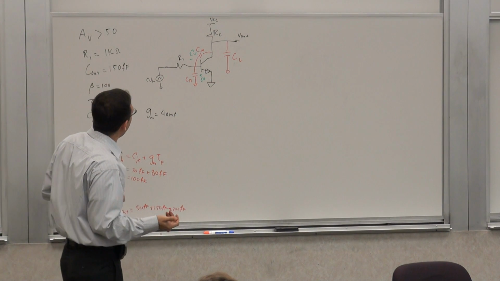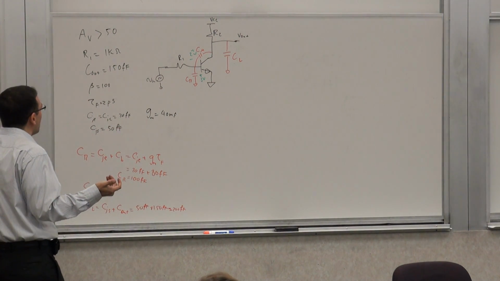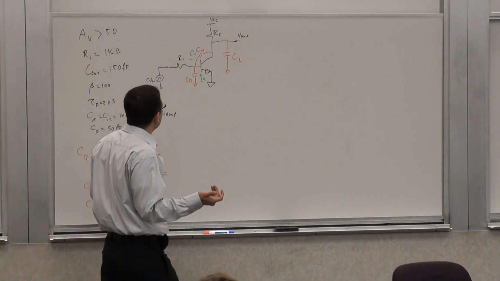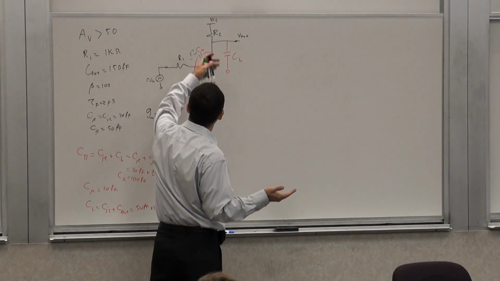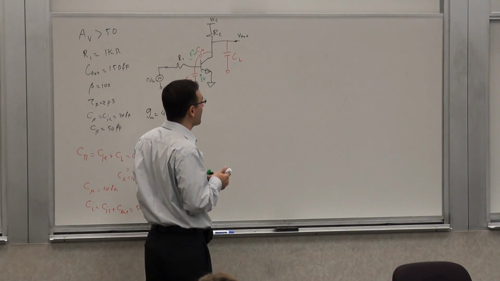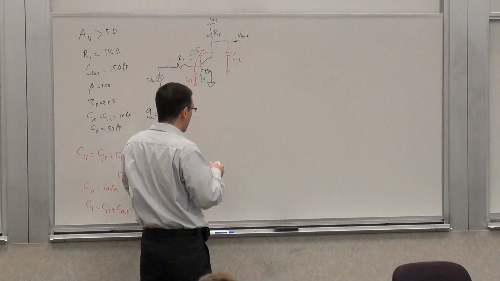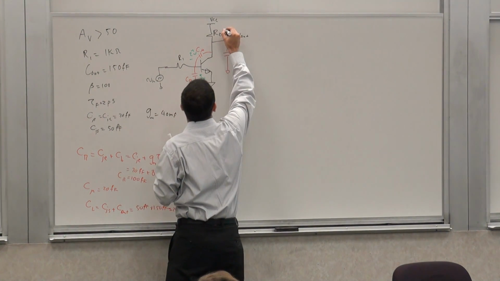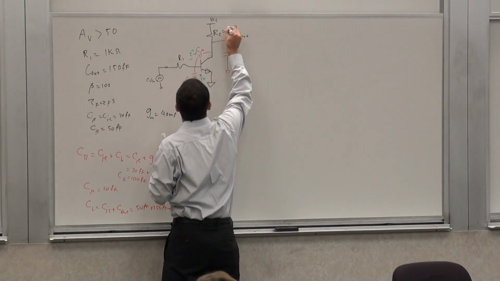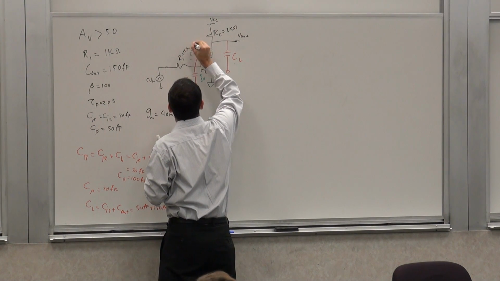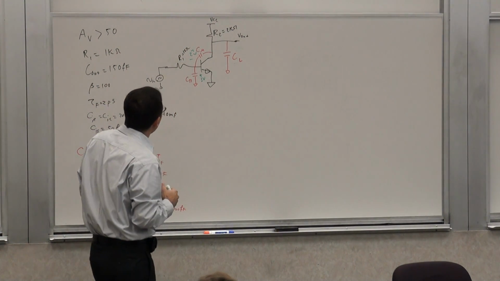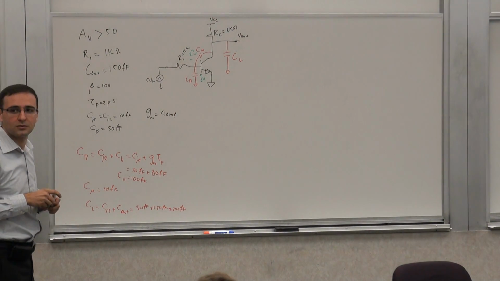So I have to make a gain of at least 50. If I want to give myself some margin, I pick R2 as 2 kilo ohms, which gives me a gain of 80. I pick that as a round number. So this is 2 kilo ohms, and this is 1 kilo ohm by design. This is the source resistance, right? So I have everything I need to determine.